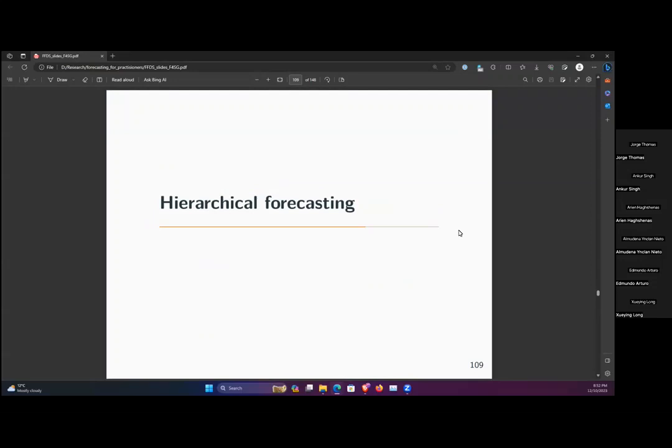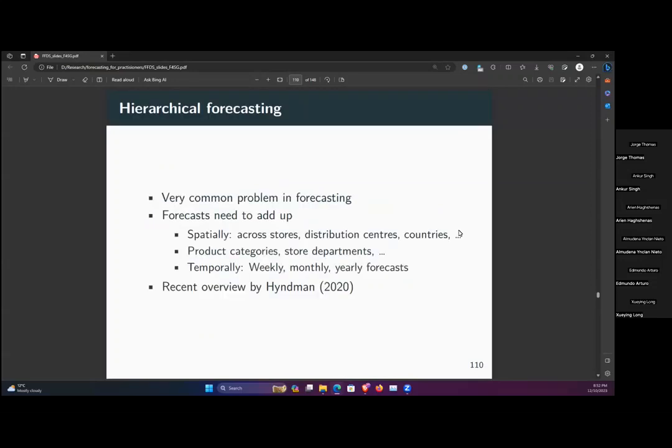So let's go to hierarchical forecasting. Hierarchical forecasting is a very common problem you see in a lot of spaces where you have spatial data, or different categories or different departments. And hierarchy is not just spatial. There are also temporal hierarchies, where you predict something at a weekly frequency and then you want to sum them up to monthly frequency as well.